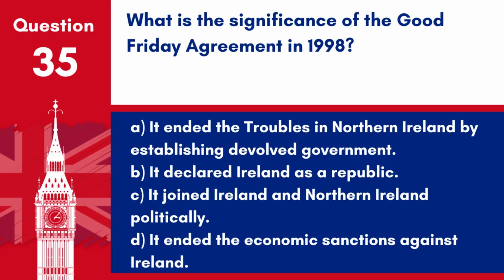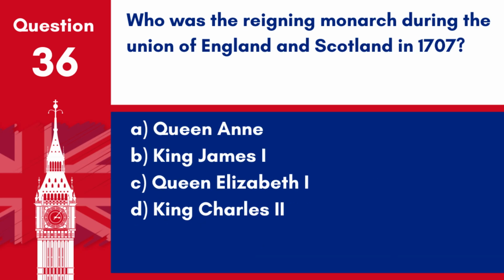Question 35. What is the significance of the Good Friday Agreement in 1998? A. It ended the Troubles in Northern Ireland by establishing devolved government. B. It declared Ireland as a republic. C. It joined Ireland and Northern Ireland politically. D. It ended the economic sanctions against Ireland. Answer: A. It ended the Troubles in Northern Ireland by establishing devolved government. The Good Friday Agreement was a major political development that helped to end decades of conflict known as the Troubles in Northern Ireland.